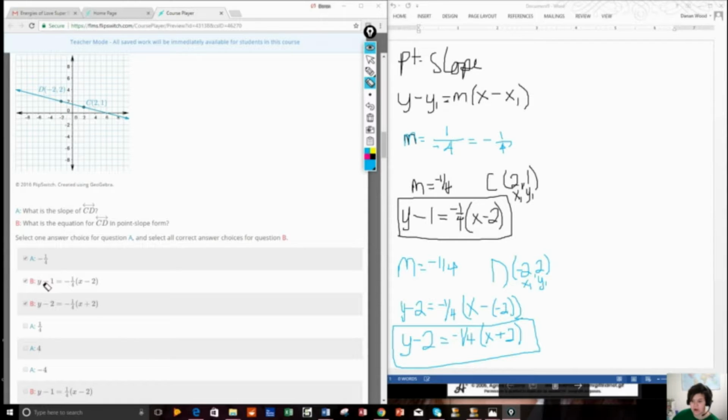Alright, so we have y minus 1 equals negative 1/4 times x minus 2. Alright, there's a point slope form. And then we have y minus 2 equals negative 1/4 times x plus 2. So there we have it.